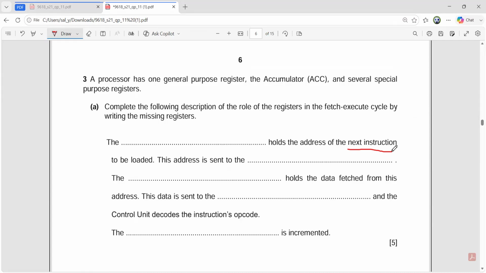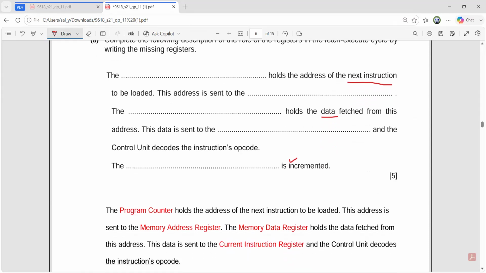The dash holds the data. Now again, the keyword is data, the data fetched from this address. This address is sent to the destination, and the control unit decodes the instruction's opcode. What is incremented? Again, we know there's only one register which is incremented. So the question is now very clear to us.